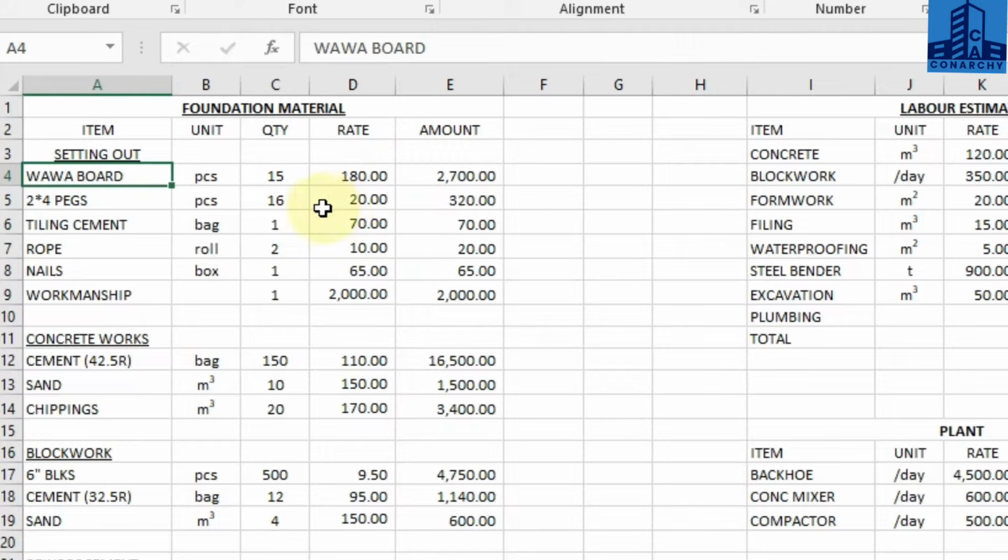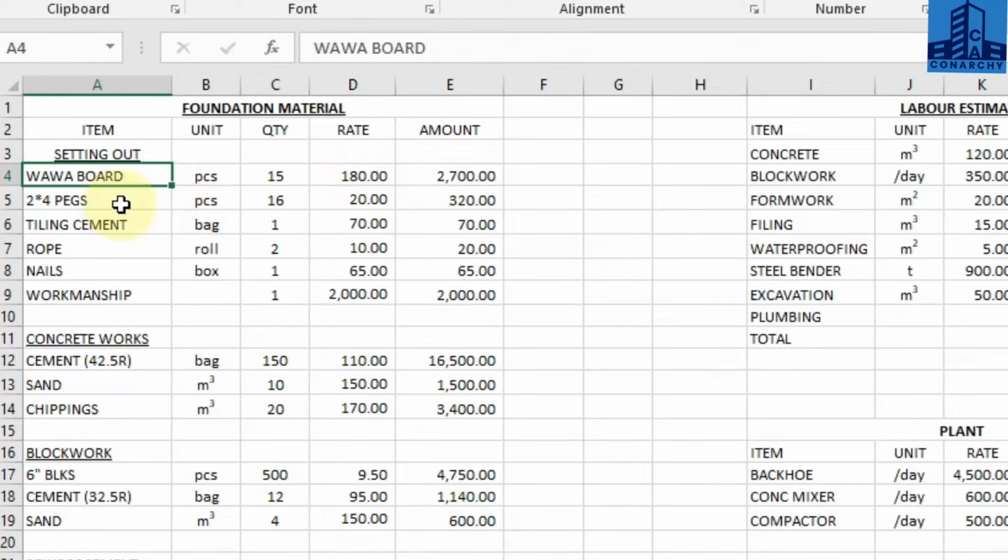So you will be buying 15 pieces of that. This Excel sheet has been done in a way that this is where the item description is, the unit, the quantity that's required, the rate, that's the unit rate of that item, and the amount. The amount is just the rate times the quantity. So 15 pieces times 180, you get a total amount.